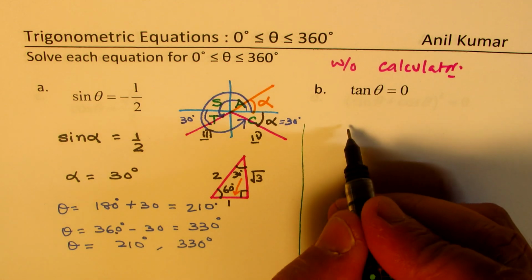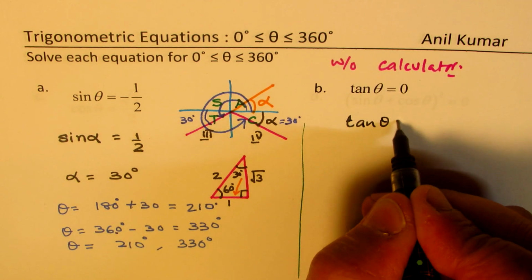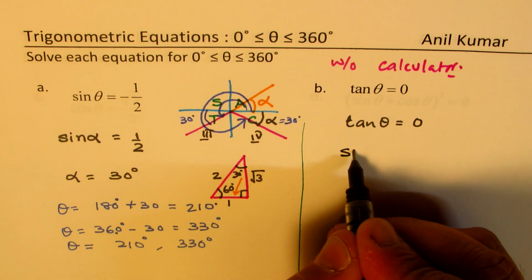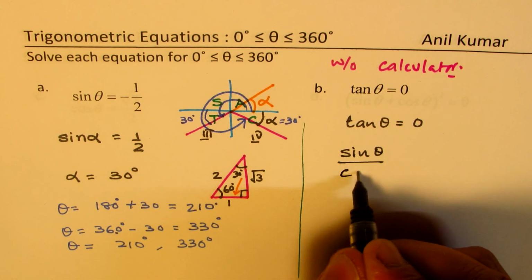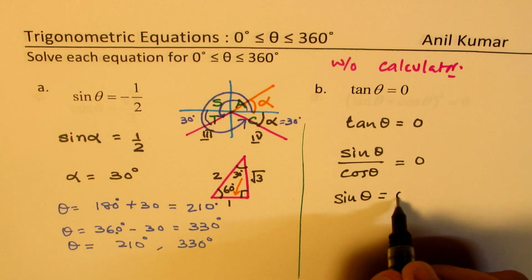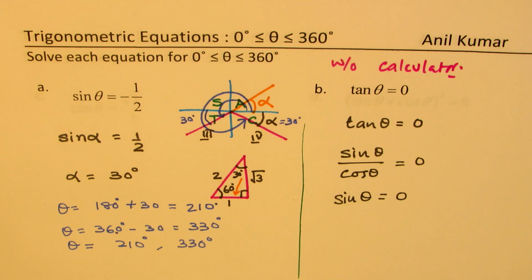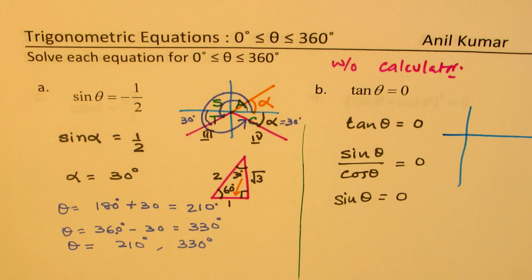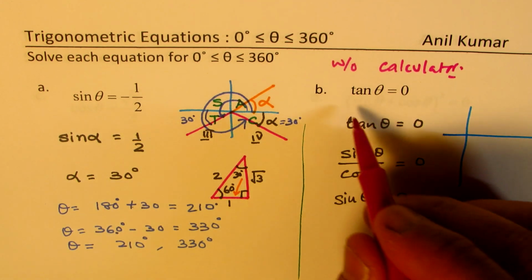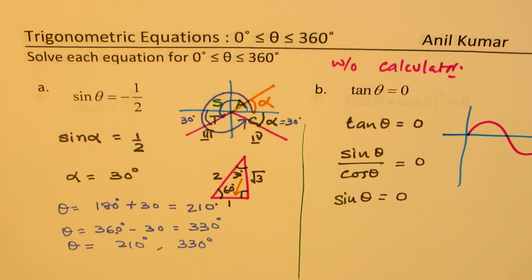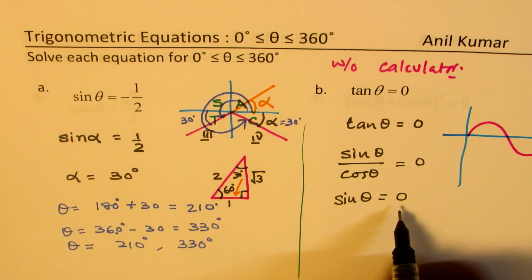Now when is tan theta equal to 0? Tan theta could be written as sine theta over cos theta, correct? Equals to 0. That means sine theta equals to 0, right? Now in solving such questions, many times we'll be looking into the graph of sine and cosine. So the sine theta graph can help us answer tan theta questions also, especially when it is 0.